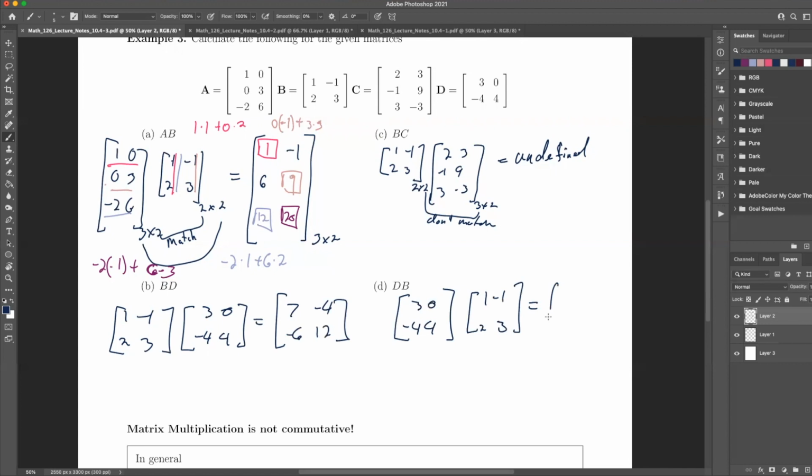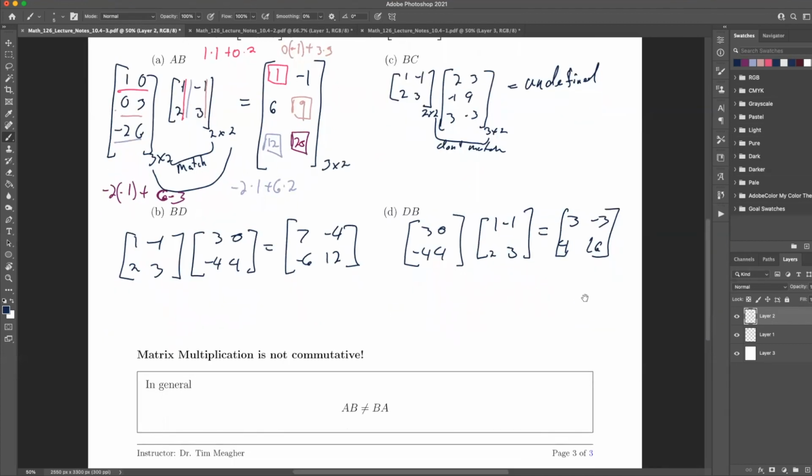So here, I'll just run through how to do this. So it'll be 3 times 1, 0 times 2. So 3 times 1 is 3 plus 0 times 2, so this is just 3. For the next one, it'll be 3 times negative 1 plus 0 times this, so this will be minus 3. It'll be negative 4 times 1, so negative 4 plus 8. So that gives us a positive 4. And here I'll have negative 4 times 4 plus 4 times 3, so that gives us 16. Okay.